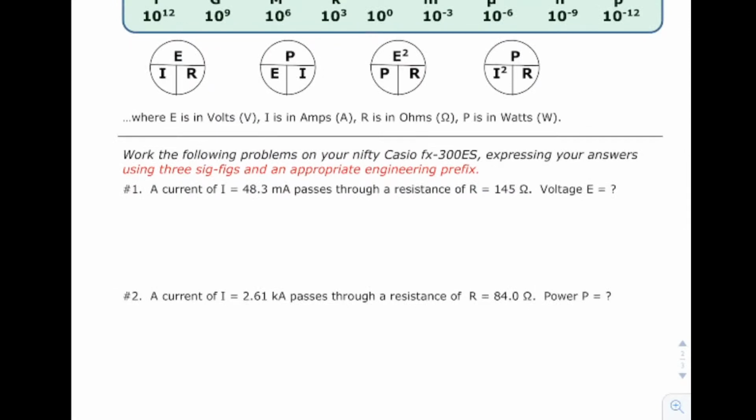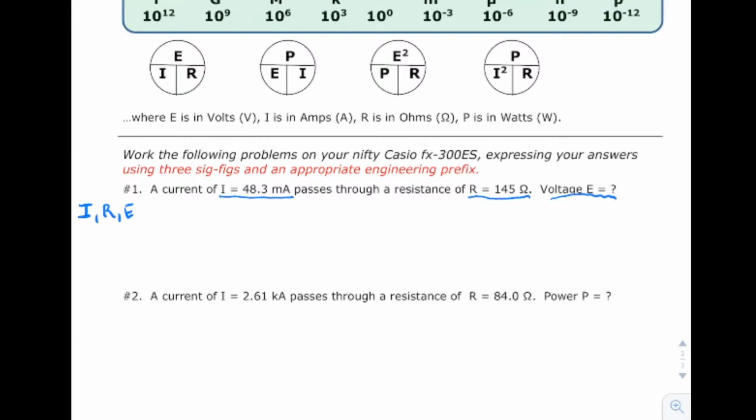So this one, we have a current of I equals 48.3 milliamps. The resistance of R equals 145 ohms, and we want the voltage E. Okay, so we've got an I, we've got an R, we want an E.